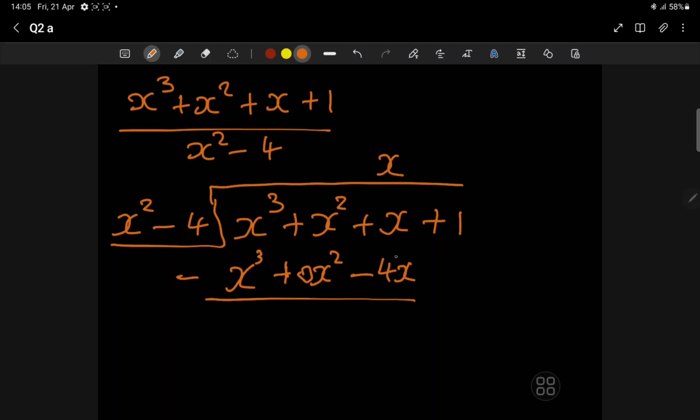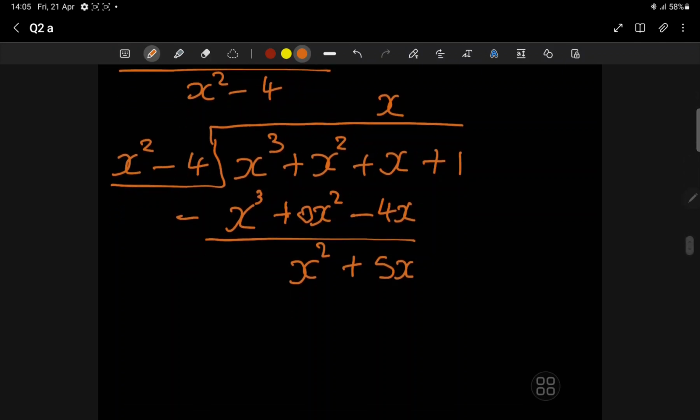So the subtraction of the two, this is 0. This is 0. No, this is not 0. This is x squared minus this 0, so we'll have x squared. Then x minus -4x, so it will be x plus 4x, which is 5x. Then we can continue dividing.